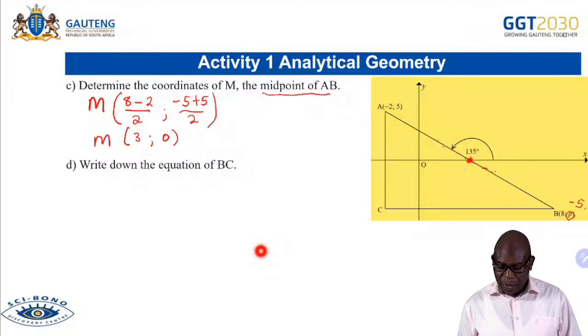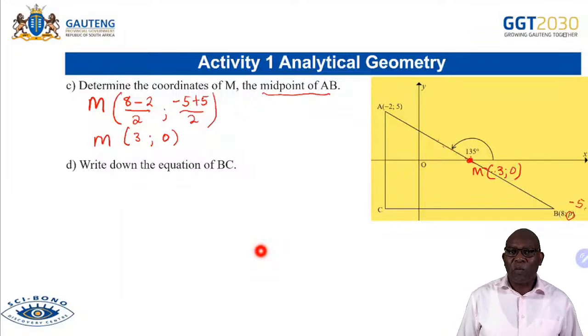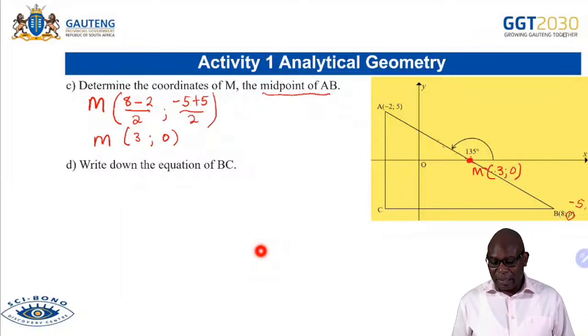So M will be somewhere there, which is the point (3, 0). And I know I am right because that point is the x-intercept, where the value of y will be 0.